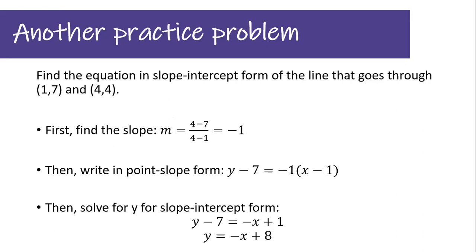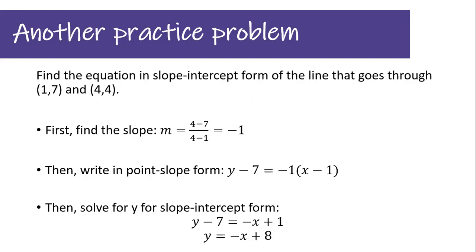So another practice problem is here. I highly encourage you to practice these on your own, but these are great to walk through to get an idea of what you need to do. So first, we want to find the equation in slope-intercept form of the line that goes through these 2 points. The first thing you're going to have to do if all you have is 2 points is find the slope. So finding the slope using the y2 minus y1 approach over x2 minus x1, we get a slope of -1.